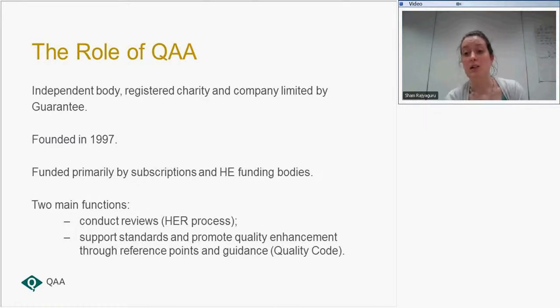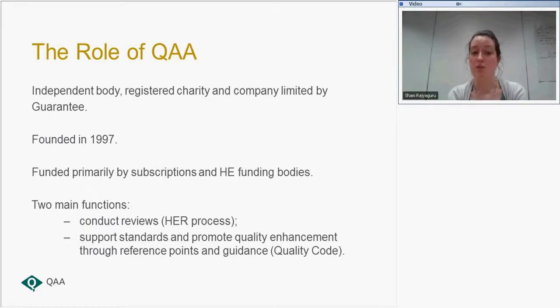Earlier, Ellie was talking about the quality assessment review, which is the funding body reassessing how they deliver quality assurance. Institutions, particularly those that go through a review with us, subscribe to us, and that gives us some money.